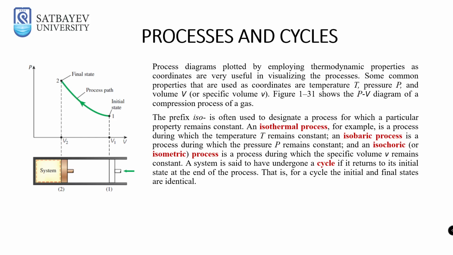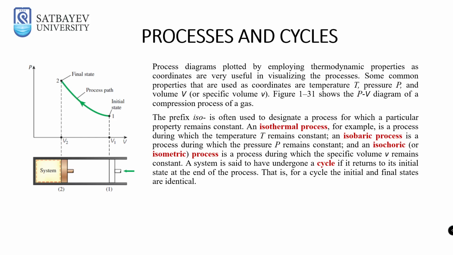The prefix iso is often used to designate a process for which a particular property remains constant. An isothermal process, for example, is a process during which temperature remains constant. An isobaric process is a process during which the pressure remains constant. An isochoric or isometric process is a process during which the specific volume remains constant.